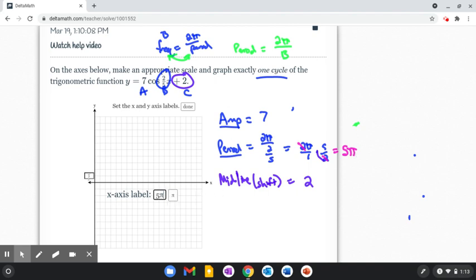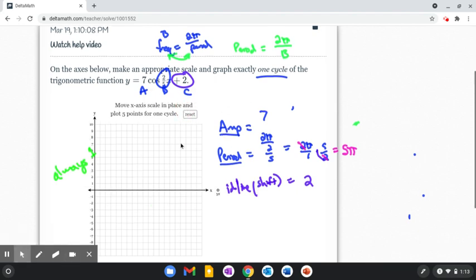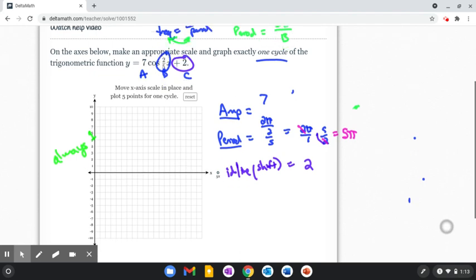So again, the Y scale is always 1. When you're doing these, always 1. I don't think there's anywhere you have to change it to anything other than 1. And then the X scale is always the period. If you make note of that, it's the easiest way to graph these. All right, and then you're just going to click done. Okay, so that locks in your scale.